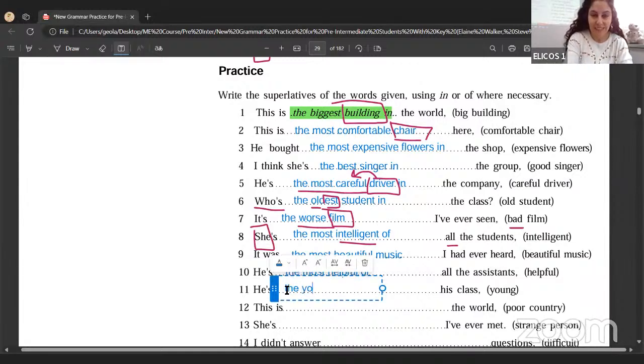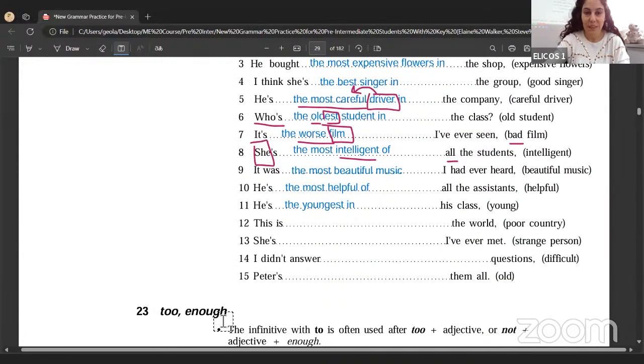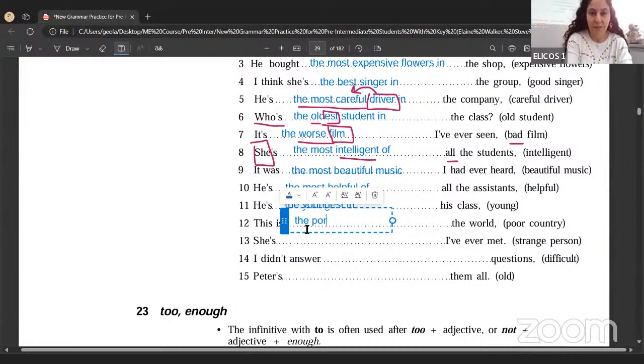11. He is the youngest in his class. Yep, in his class. So he's the youngest in his class. 12. It is the poorest country in the world. Yes, this is the poorest country in the world.